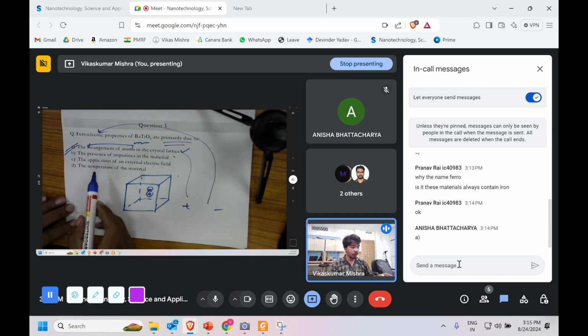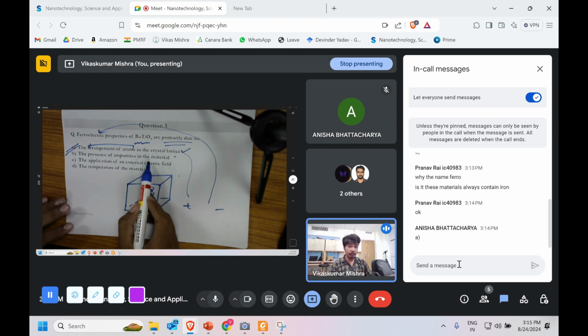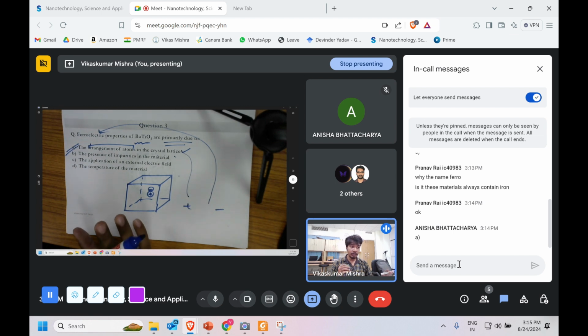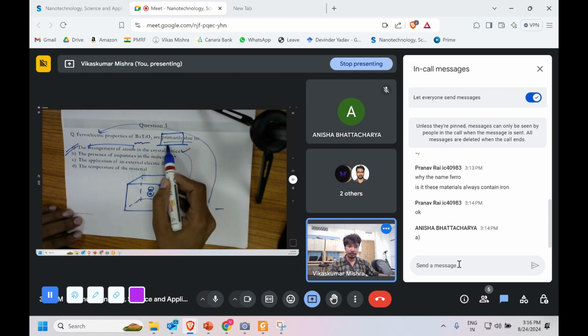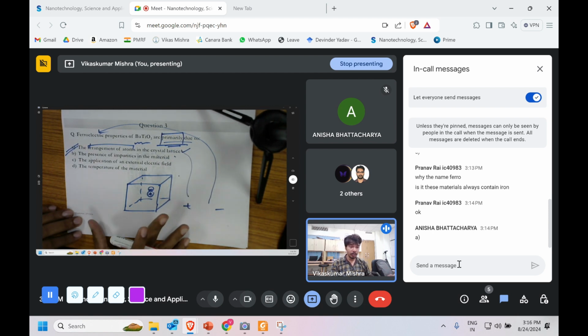See, if someone says that the presence of impurity atoms can also affect it, yes, it can. It can enhance the property of this particular material, it can even degrade the property from the point of view of ferroelectricity. But here the word mentioned is primary. So the main focus is where this property has arisen from, and we will see it from that view.